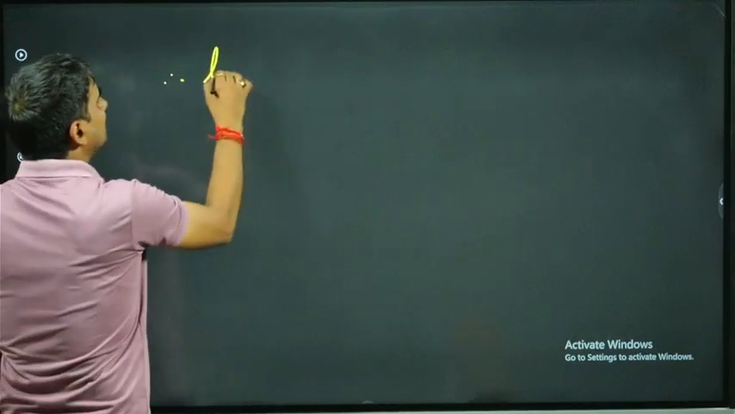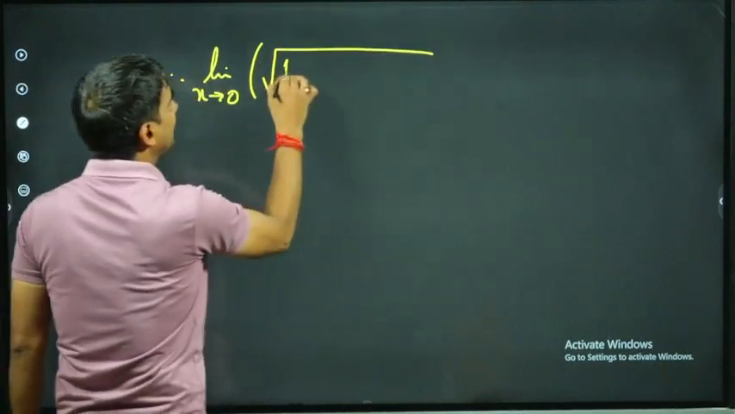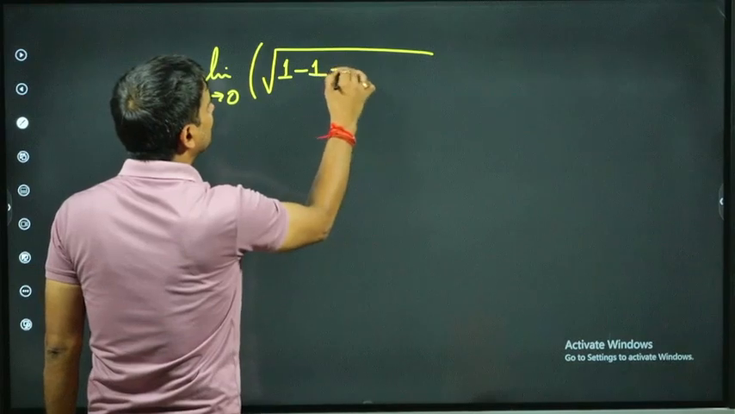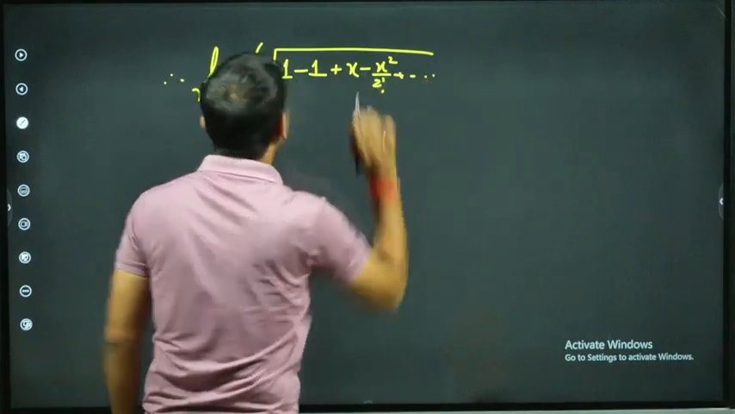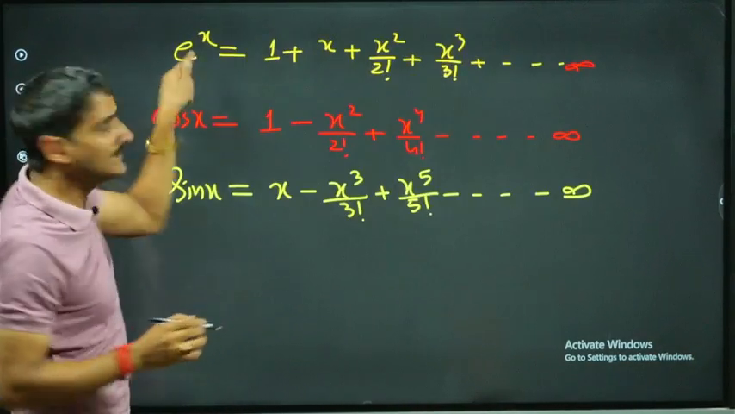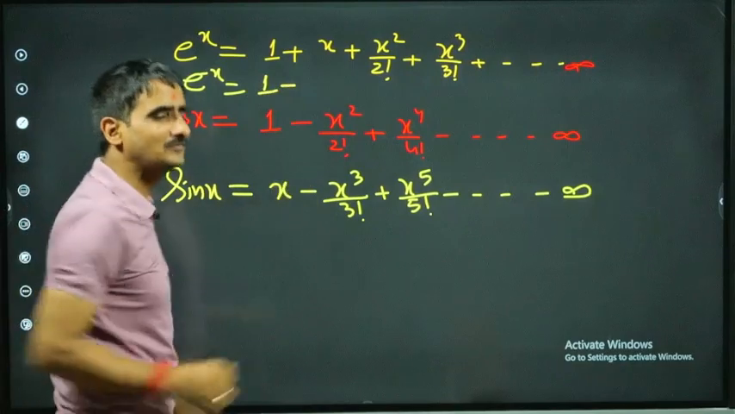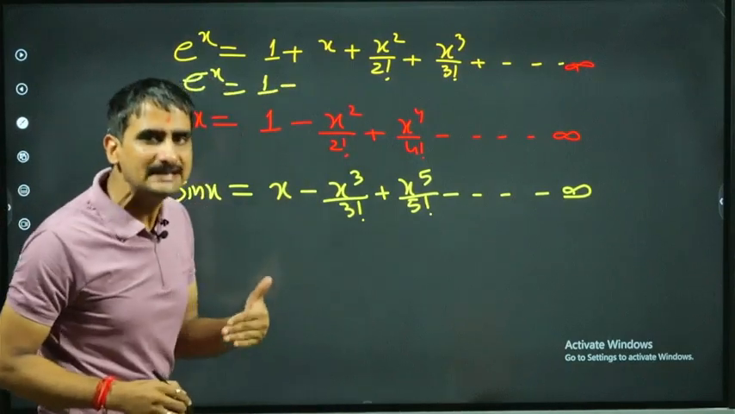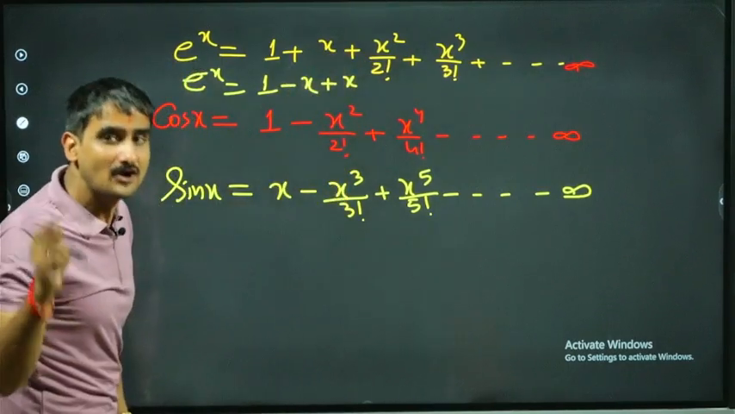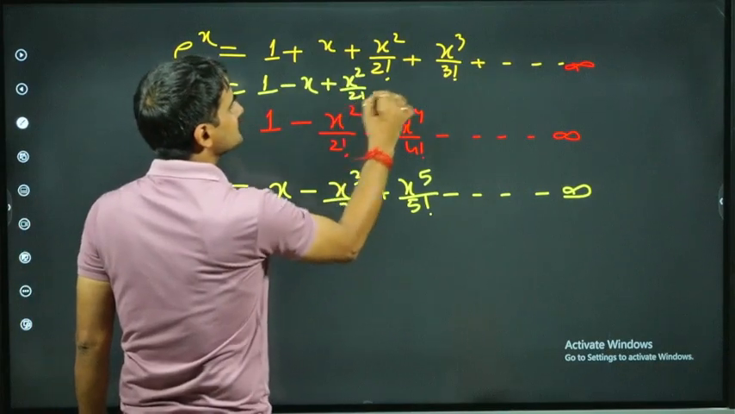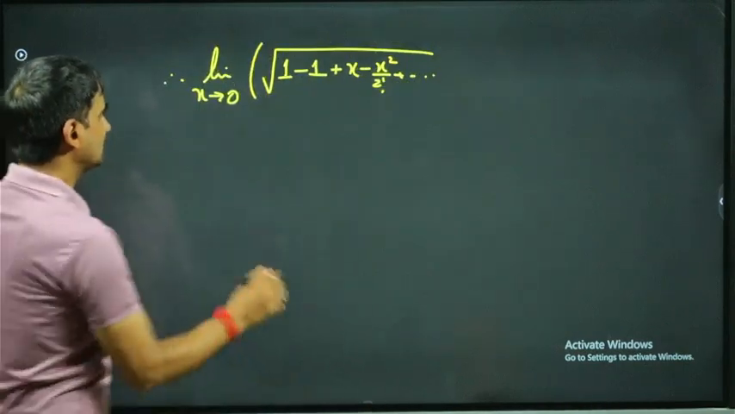Therefore, limit as x approaches 0, under root of 1 minus 1 plus x minus x square by 2 factorial, and then plus dot dot dot. Why? Because we don't have e raised to power x there, we have e raised to power minus x. So if you have to write e raised to power minus x, wherever you have x, you replace it with minus x. That makes a difference where you have odd powers of x. Minus x cube by 3 factorial plus dot dot dot.